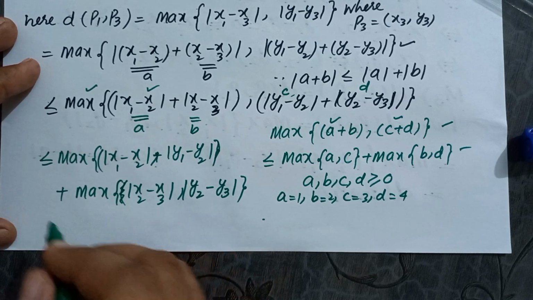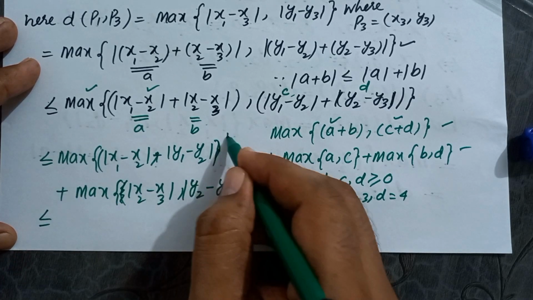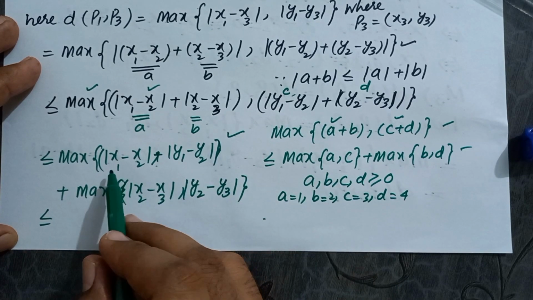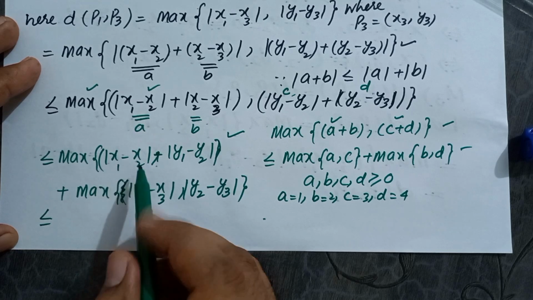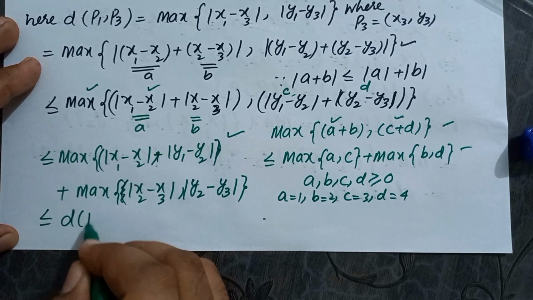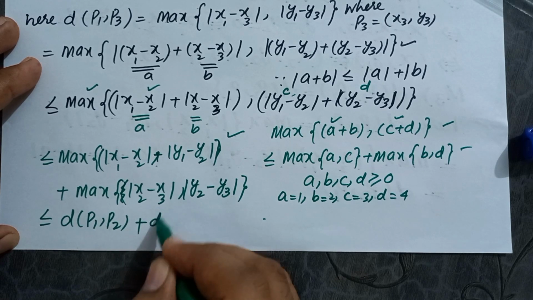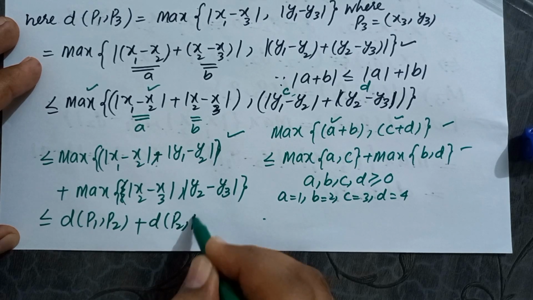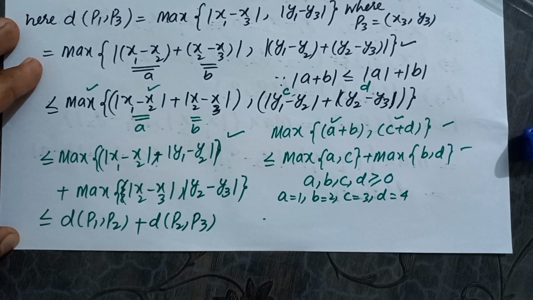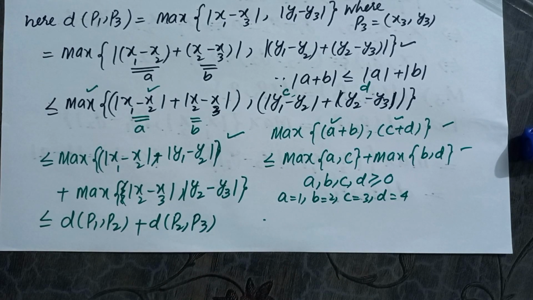So after this long discussion, the first number is equal to d of p1 p2 and the second one is d of p2 p3. Hence the triangle inequality holds. I hope at this stage you are clear, and the last one is the third problem.